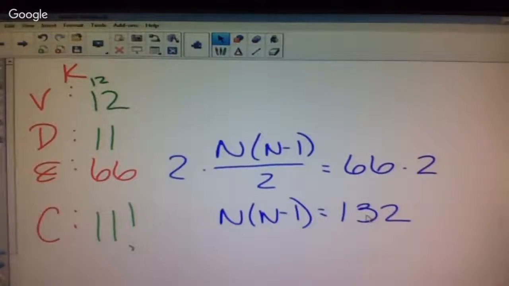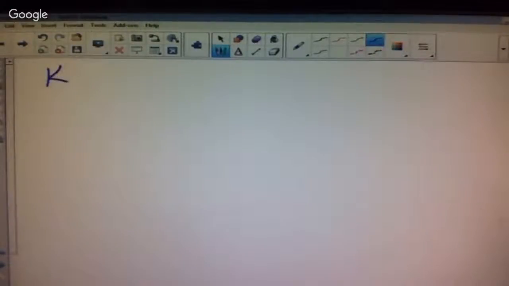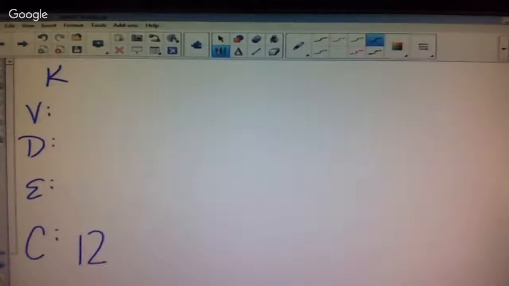Okay, there's one more that I need to show you how to do. Are we good with this page? Okay, so this time, I'm not going to tell you what K sub n is. I'm not going to tell you your vertices or your degree or even your edges. All I'm going to tell you is you have 120 circuits.